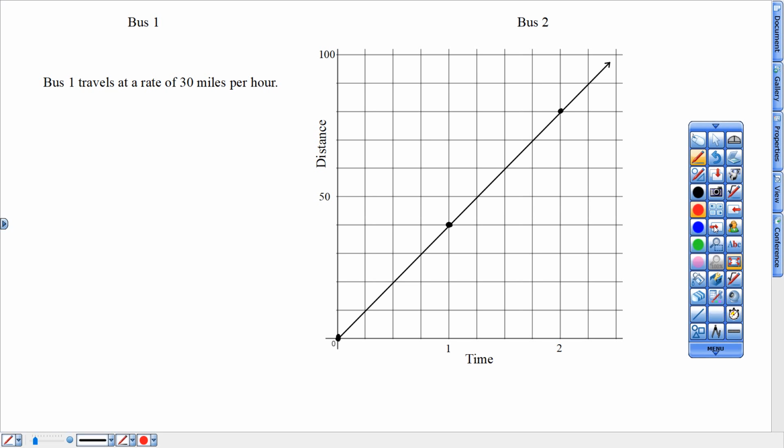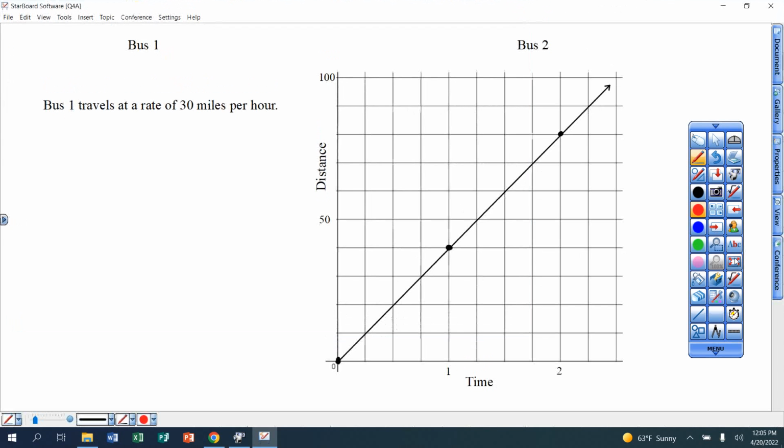I'd like you to identify which bus is going faster, and then if you could just show me that you understand, try to plot bus number 1's progress after a couple hours on this same graph so you could see if it's actually steeper or less steep. The steeper the graph, the faster the rate of change. All right, third word is whale. Whale. Good luck.